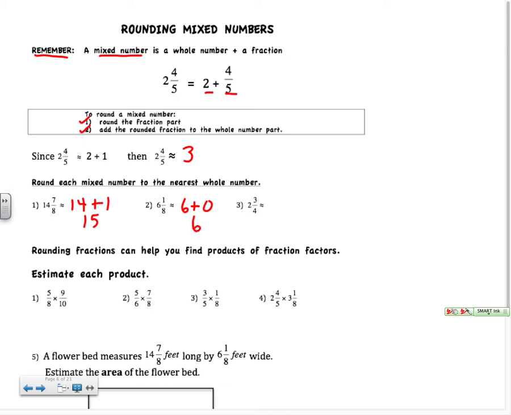And then the next one, 2 and 3/4. I'm going to keep the 2 the same. I'm going to round 3/4 up. Now I know you can either round it down to 1/2 or up to 1. I'm going to choose to round it up to 1. So 2 plus 1 is 3.